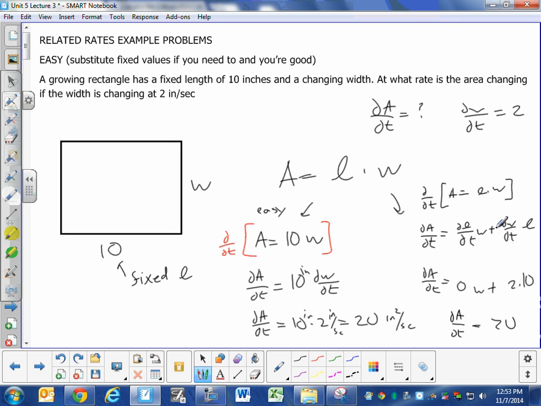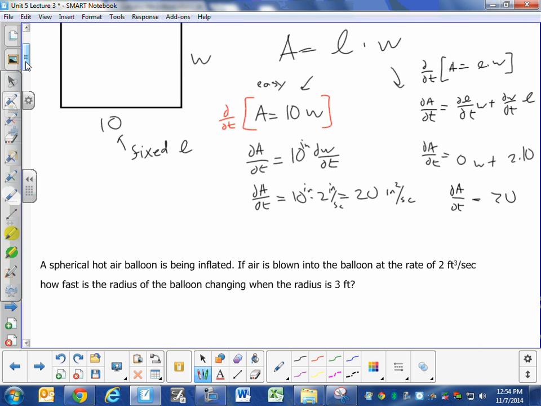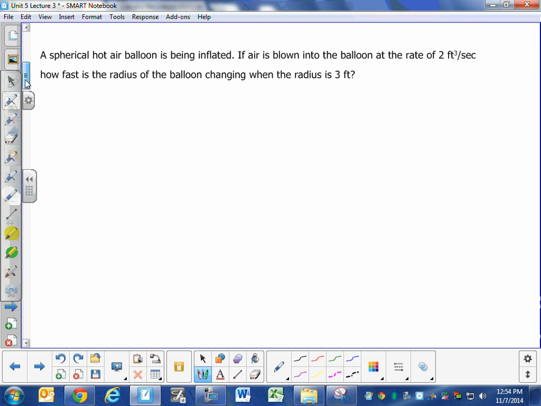It's an extra step. It's a more involved derivative. I like my way better. Plug in fixed values, you win. And especially when we deal with other formulas like volumes of cylinders and stuff, you'll see that my way will reduce lots of headaches. Okay? Next problem.